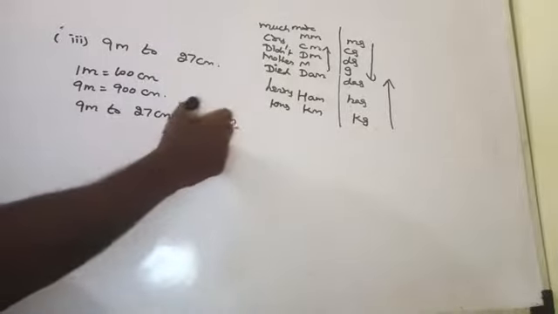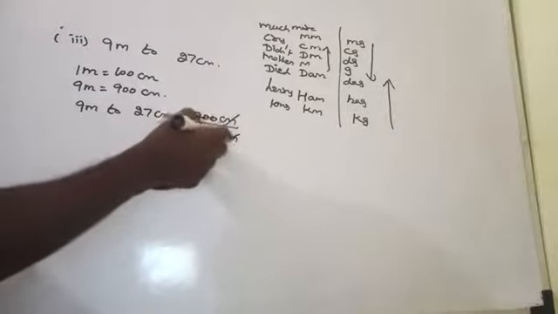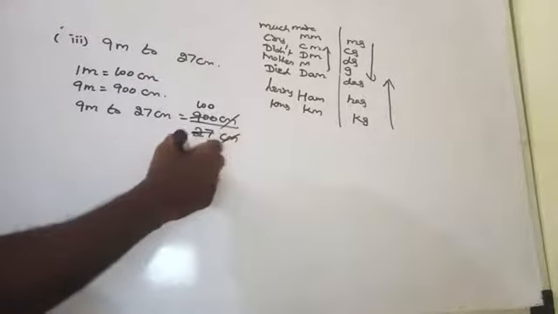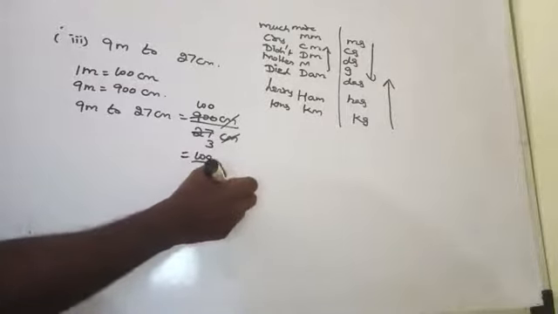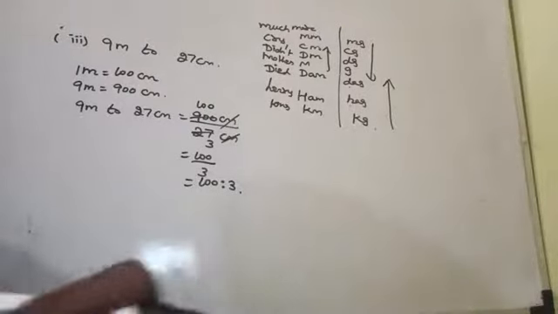by 27 centimeter. Here you can cancel. It is a multiple of 9. 1 nine is 9, 3 nines are 27, which is equal to 100 by 3, which is equal to 100 is to 3. Are you getting it, dear? Yes. Shall we move to the next part?